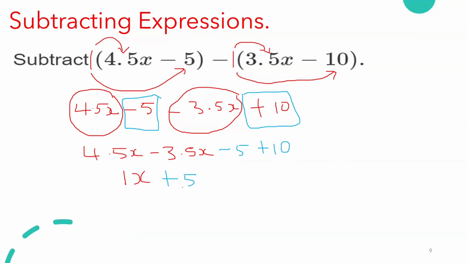There's nothing else we can do with this expression. Our solution here is in the simplest form, so we leave it as it is. We cannot combine x and 5. They are unlike terms. As you can see, they are in two different colors. And this is how you subtract an expression. It's very similar to adding an expression. The only thing is that once you have a minus outside the parentheses, it means that it's going to change the sign of the terms inside of the parentheses.